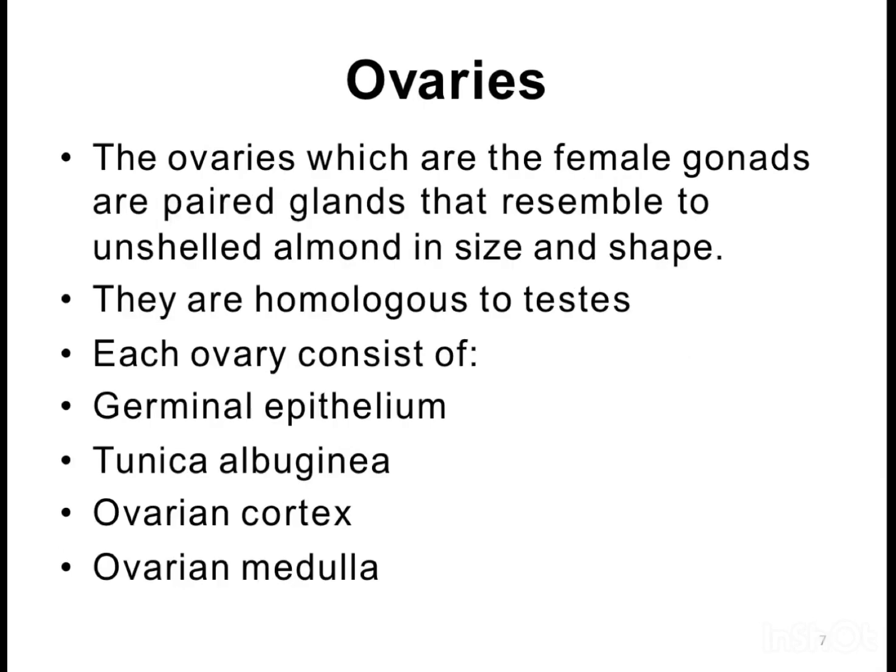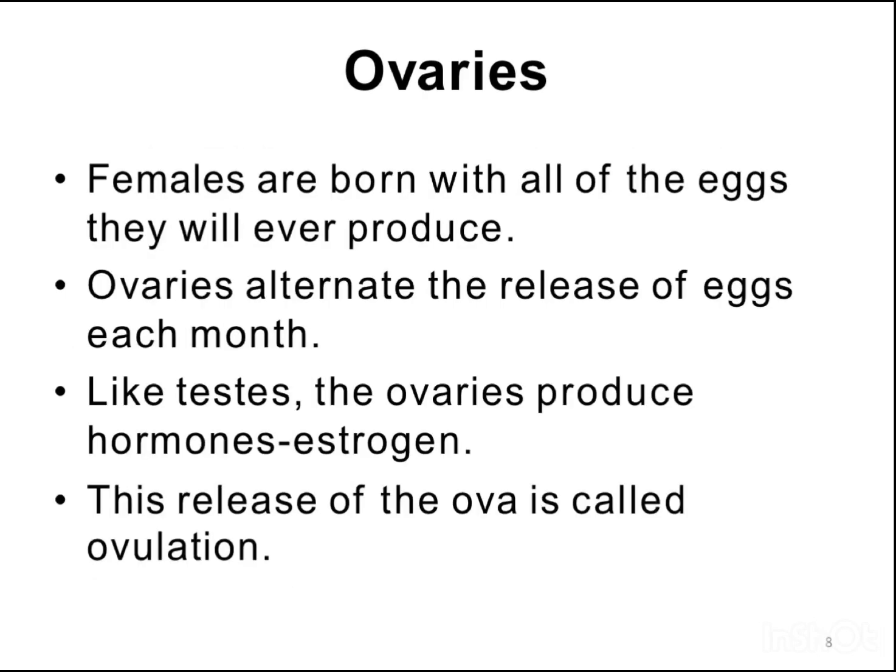Ovaries. The ovaries, which are the female gonads, are paired glands that resemble an unshelled almond in size and shape. They are homologous to the testes. Each ovary consists of germinal epithelium, tunica albuginea, ovarian cortex, and ovarian medulla. Females are born with all of the eggs they will ever produce. Ovaries alternate the release of eggs each month. Like testes, the ovaries produce hormones, including estrogen. This release of the ovum is called ovulation.